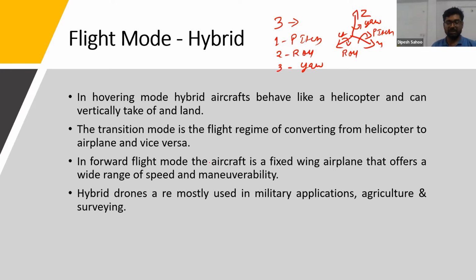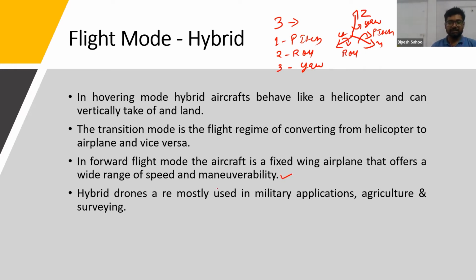Hence, with hybrid drones there is no need to perform any type of orientation, though orientation can be done. You can still perform various degrees of maneuvering without orienting the drone, because they have the capability of both horizontal and vertical motion without changing the orientation. In forward flight mode, the aircraft is a fixed wing aircraft that offers a wide range of speed and maneuverability.